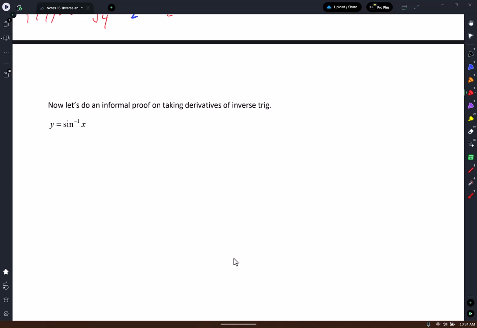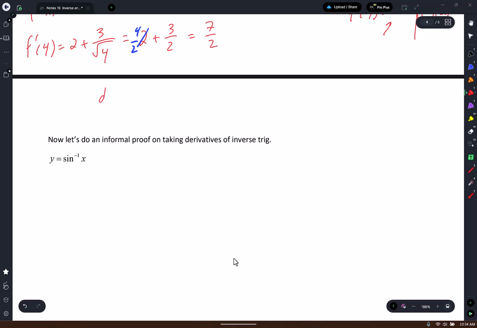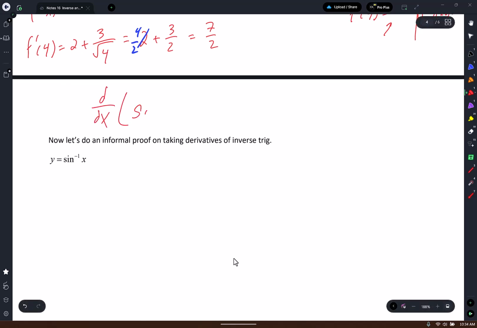Many people think the inverse trig is easier because there's not much thinking involved. You're just going to do it. Okay, ready? So, okay, Miss Cruz likes to know where we're going first.